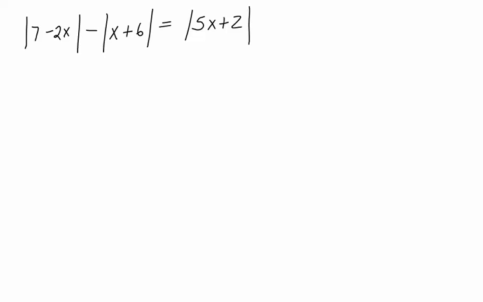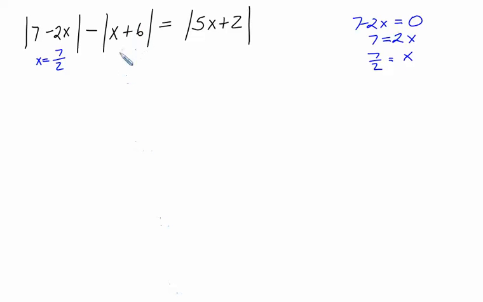Now the first item we're going to do is set each of the insides of these absolute values equal to 0 to find our key numbers. In this first set of absolute values, the key number is going to be that x is equal to 7/2. If you don't see that, come over here on the side and we set 7 minus 2x equal to 0. Solving for x, we divide both sides by 2, and x is 7/2.